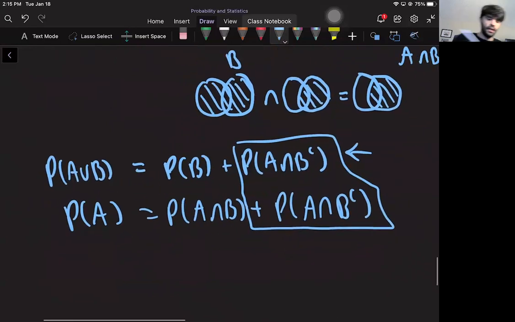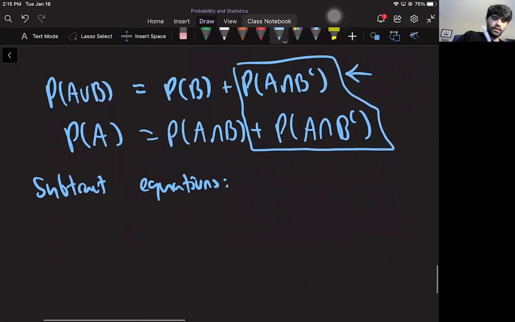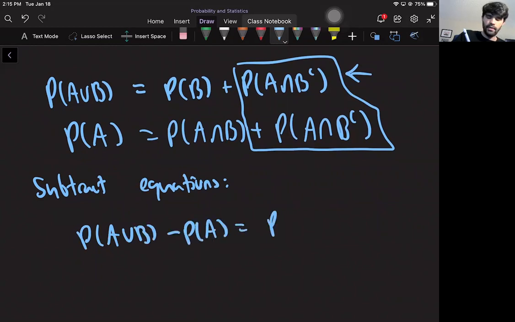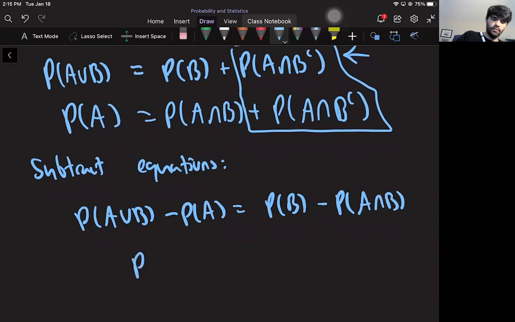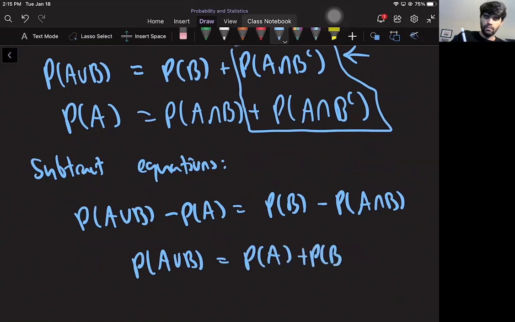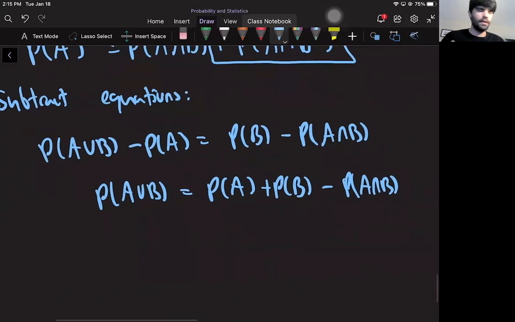So if I just subtract the equations, it'll delete that for us. So then I'm going to get P of A union B minus P of A equals P of B minus P of A intersect B. And then I just got to rearrange some stuff. So if I just add P of A over, then I get the equation that I wanted, which is this one. Okay, so that's the formula for the probability of a union when there is overlap, aka they're not disjoint.